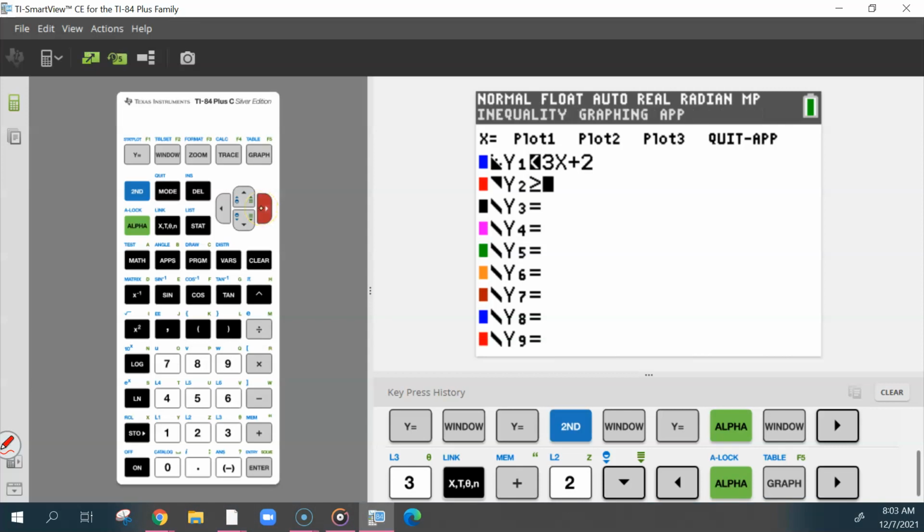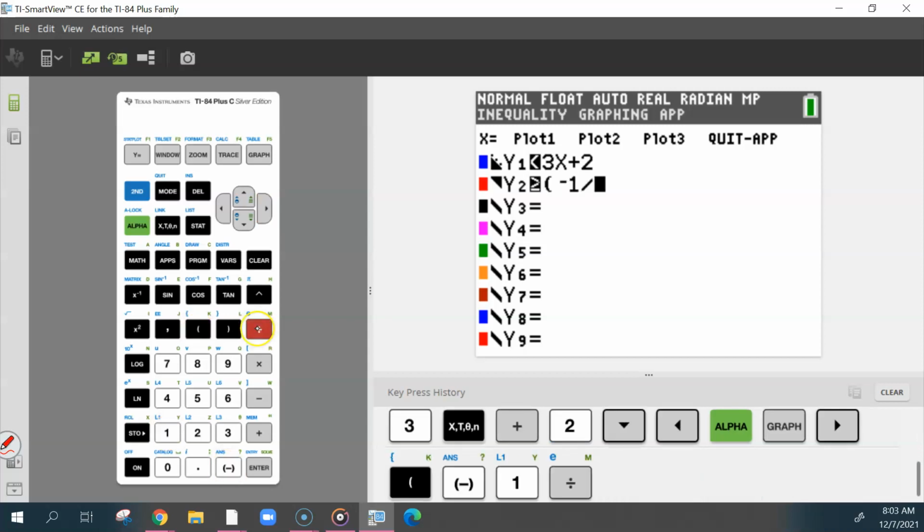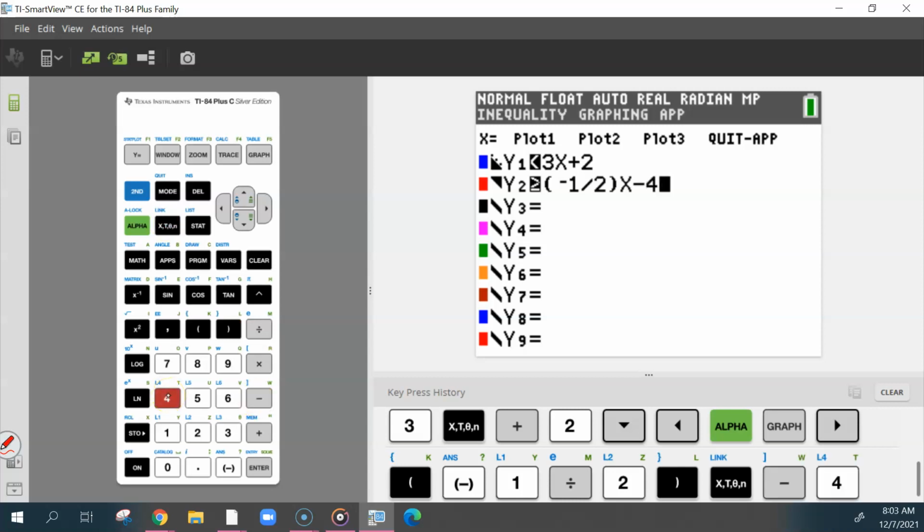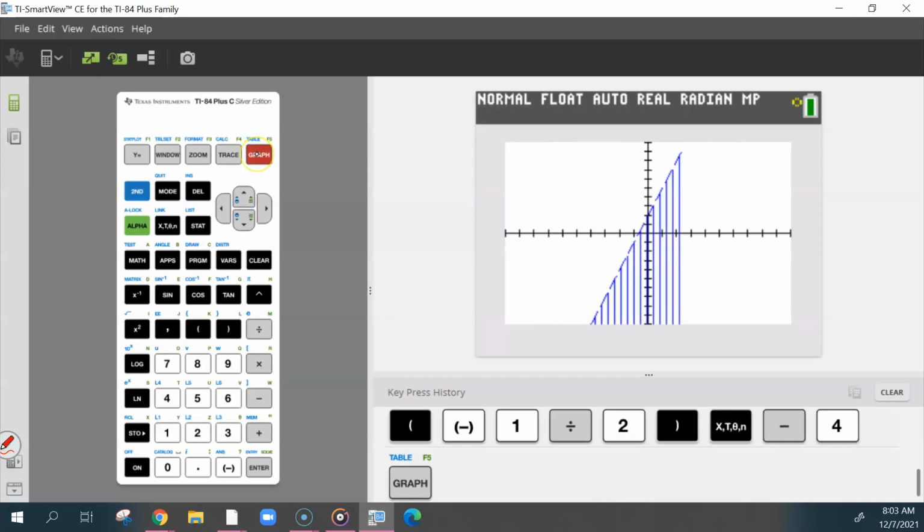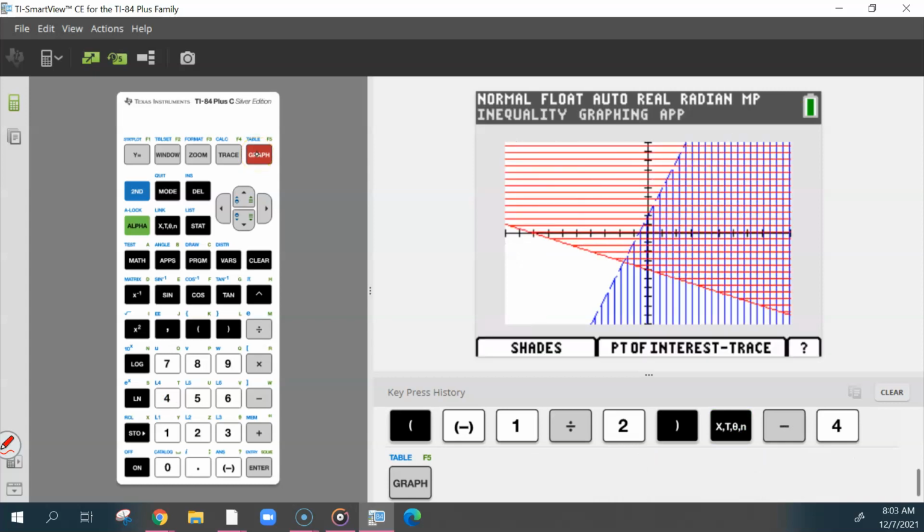The only thing that's not real nice about this is that you can't put fractions in here, so you have to use parentheses. So parentheses, negative 1/2 x minus 4. After you have both of those in, you can hit graph. Now, mine will be in color, but yours will be in black and white. But you'll be able to see the different lines going different directions, so you'll see where they overlap. Mine will basically do the same thing, but in color. I can see this section where they overlap is just this area right here.